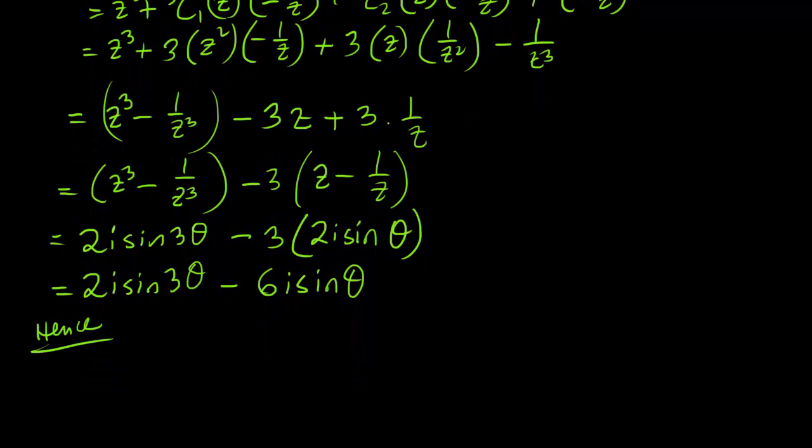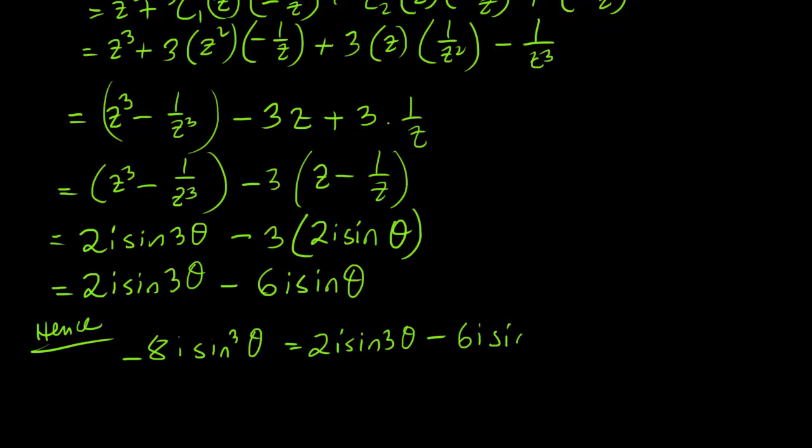So we can write, hence, minus 8i sine cubed theta is equal to 2i sine 3 theta minus 6i sine theta. First of all, if we divide both sides by i, the i disappears. When I say the i disappeared, it means it cancels off. So minus 8 sine cubed theta equals 2 sine 3 theta minus 6 sine theta.